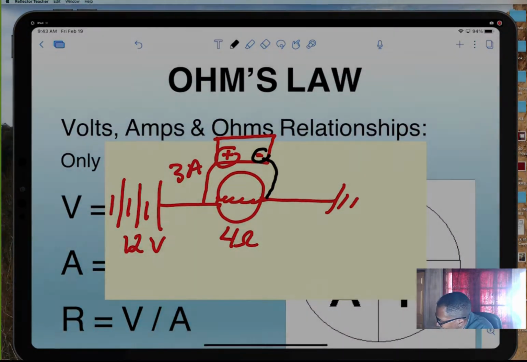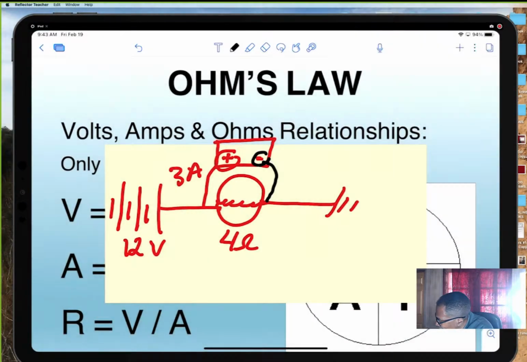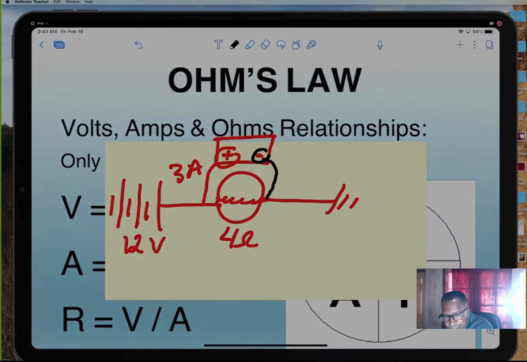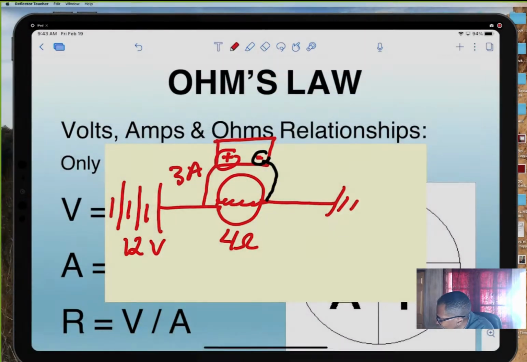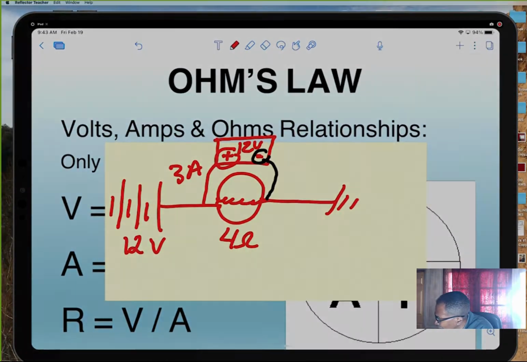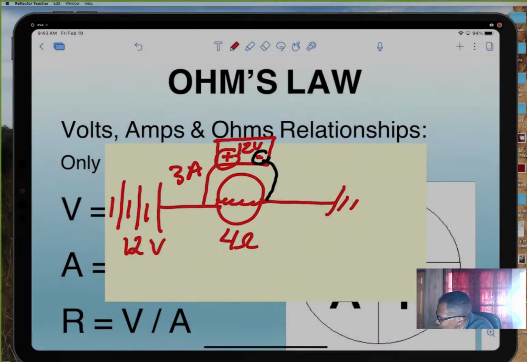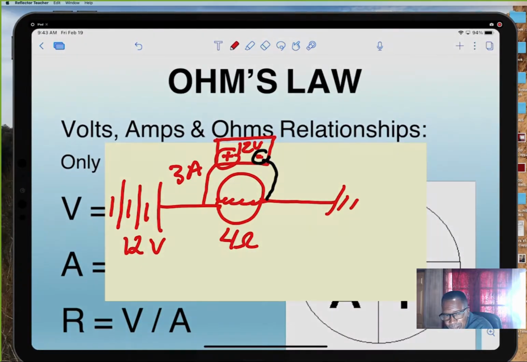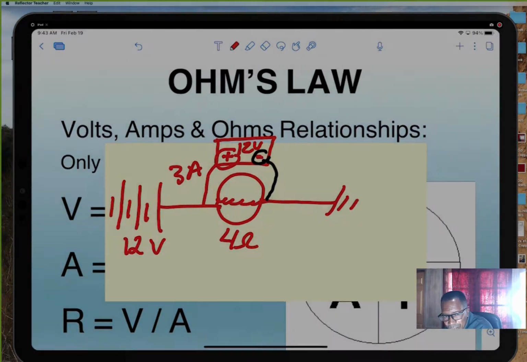So if I have 3 amps and 4 ohms, the voltage drop across that one bulb is what? 12 volts, exactly. That means that one light is using up 12 volts. And according to Ohm's law, if you have one load in that circuit, all the voltage should be dropped across that one load.